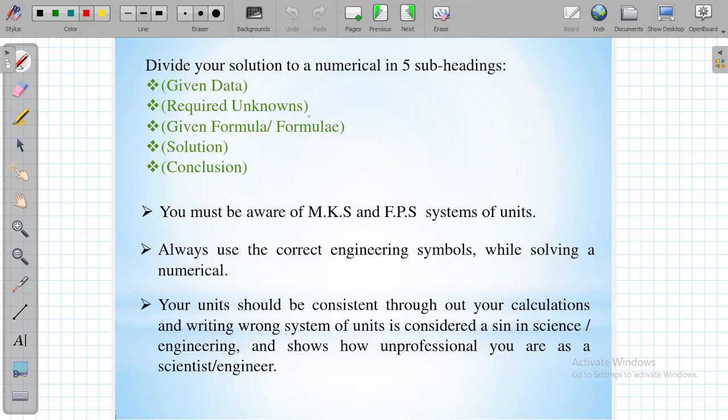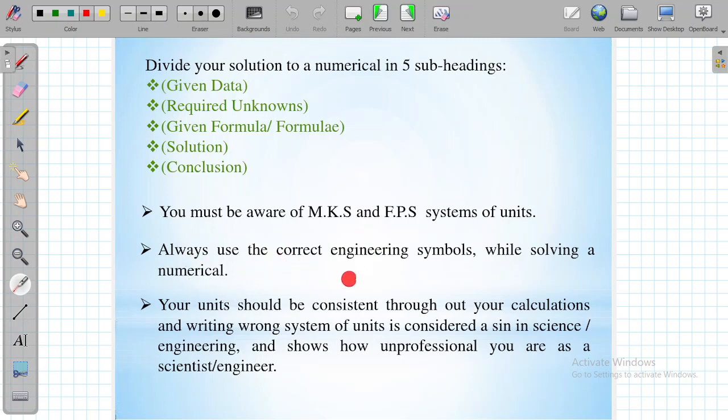Then, during a numerical you must be aware of the MKS and FPS systems of units. MKS is basically the SI system of units, and FPS is basically the English system of units. Here MKS stands for meter, kilogram, seconds, and FPS, the English system of units, stands for foot, pound, seconds. You must be able to differentiate between these two systems when solving a numerical. Do not mix one system with another, as students do commit this mistake.